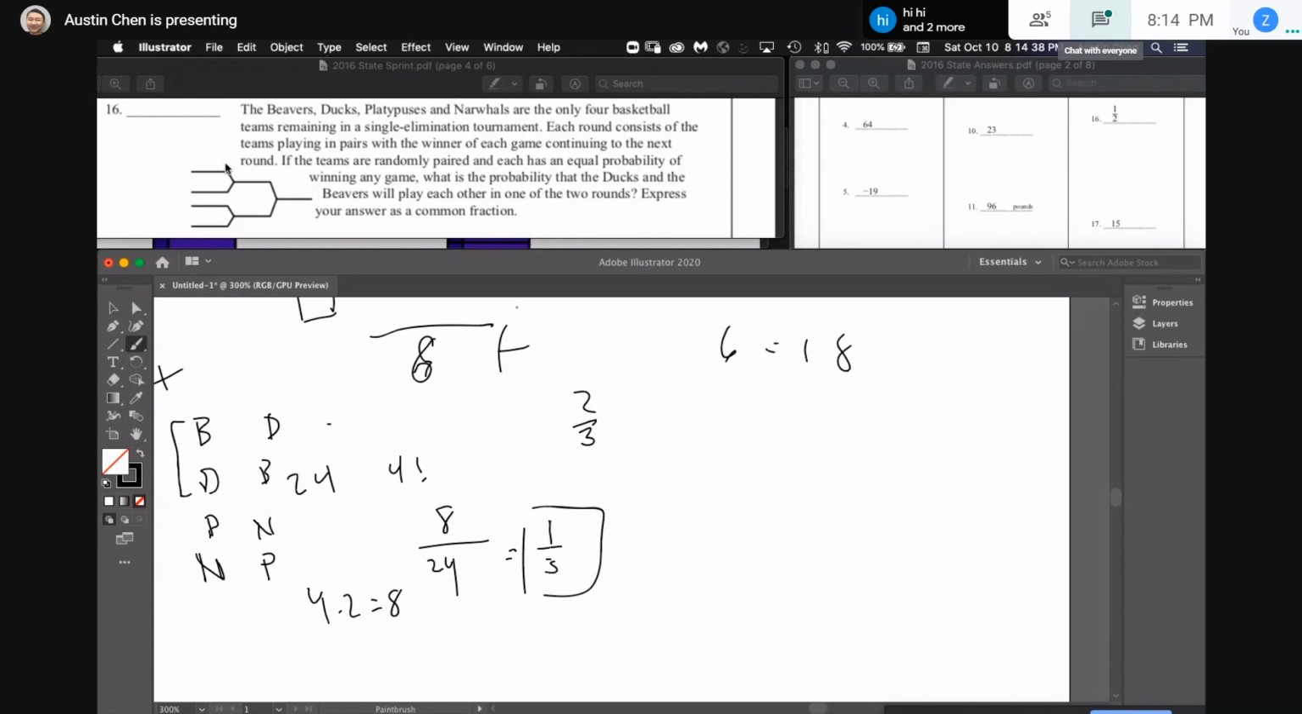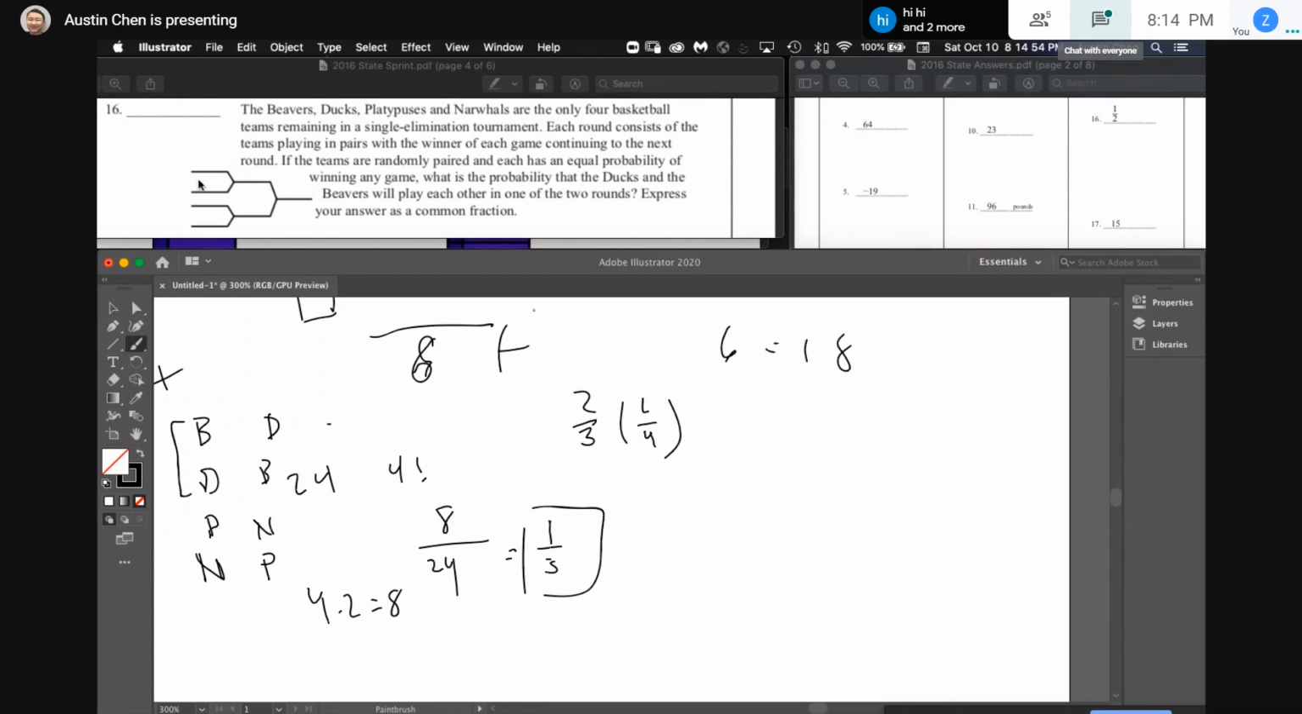For them to play together, they're going to be in separate brackets, right? So maybe the ducks are here and the beavers are here. For them to play together, they both have to advance on to the second round, and then they'll play together, right? And the probability that that will happen is just 1/4, right? Because all the teams have equal chances of winning.